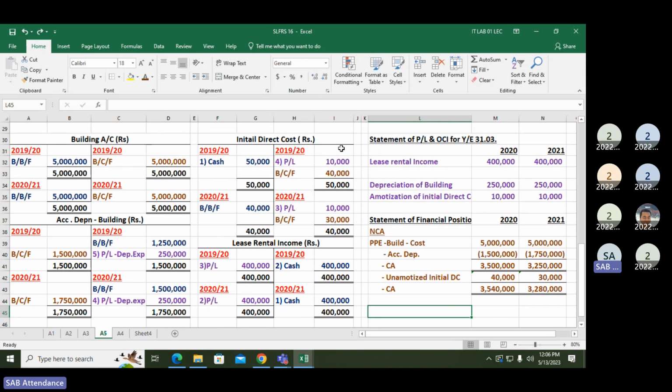So you should be able to prepare the accounts or provide extracts in the books of the lessee as well as in the books of the lessor. When it comes to the lessor, the accounting treatment is totally different between finance lease and operating lease, right?